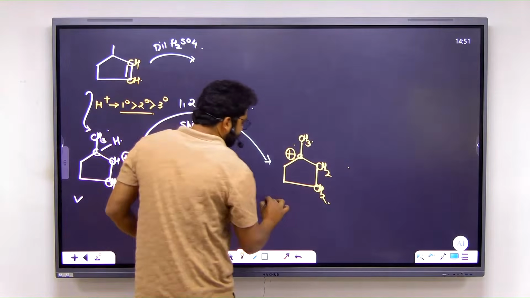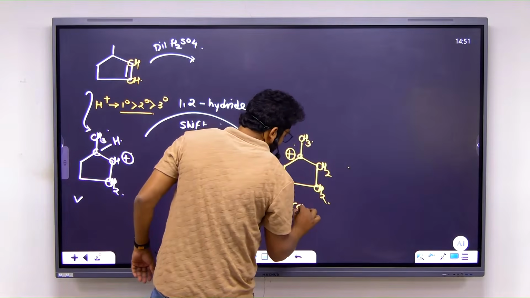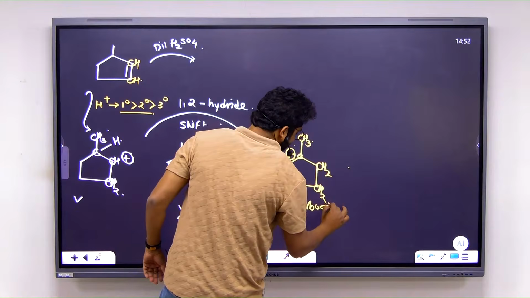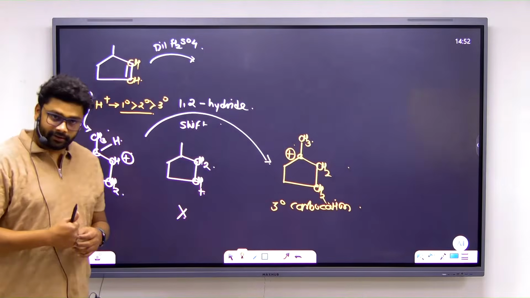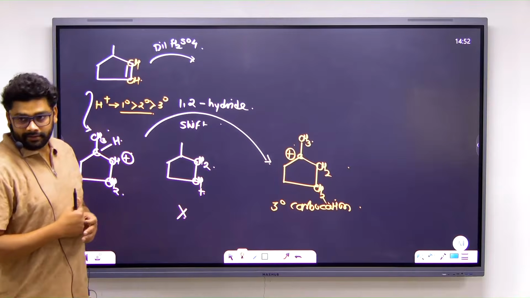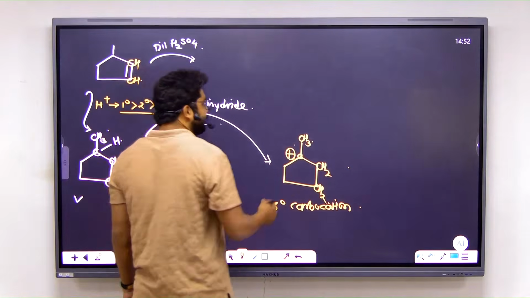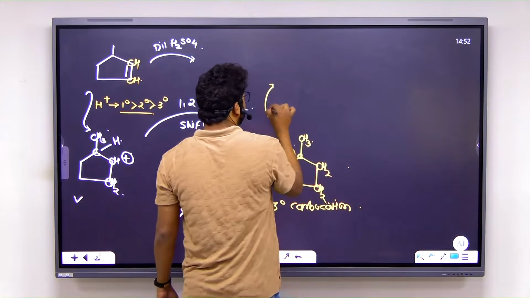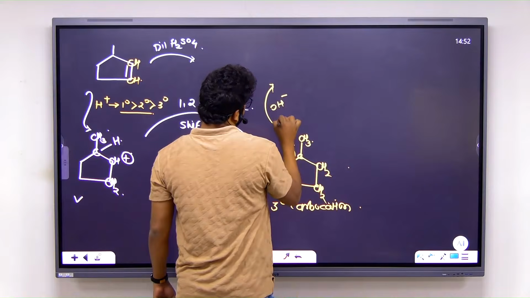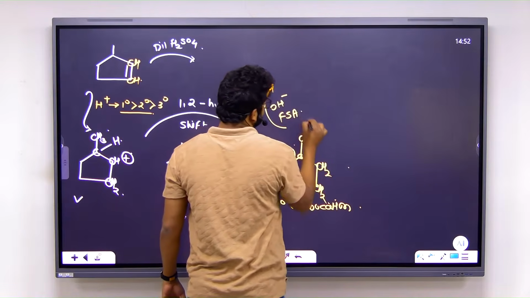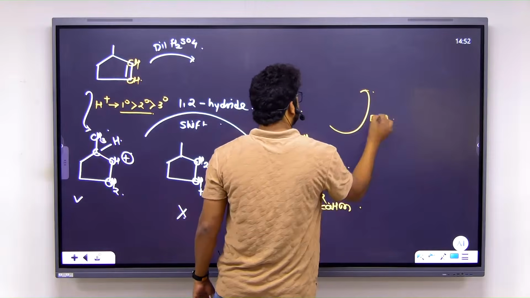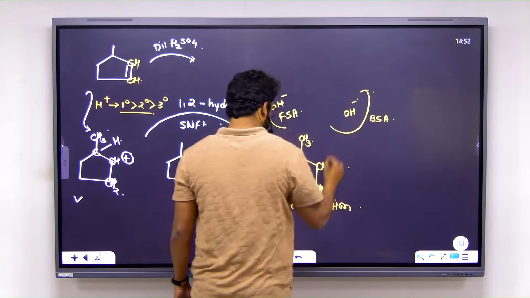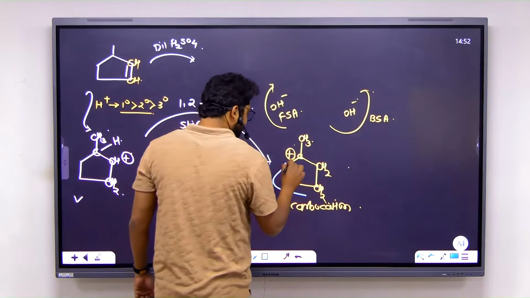OH, कारण आता कोणता कार्बोकटायन बनला आहे? टर्शरी कार्बोकटायन इज फॉर्म. This is what your tertiary carbocation, right? And that's why your OH will attack from what side? Front side attack, as well as, tell me, back side अटॅक. दोघं बाजूंनी अटॅक करेन. तर कोणते प्रोडक्ट पॉसिबल आहे?